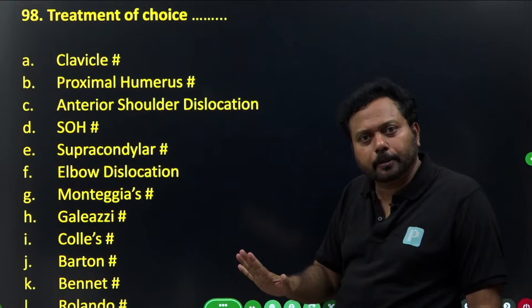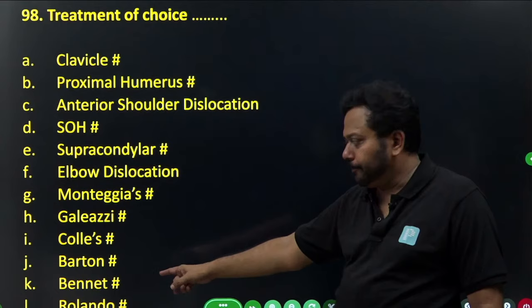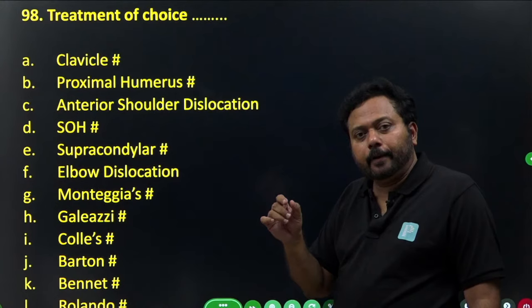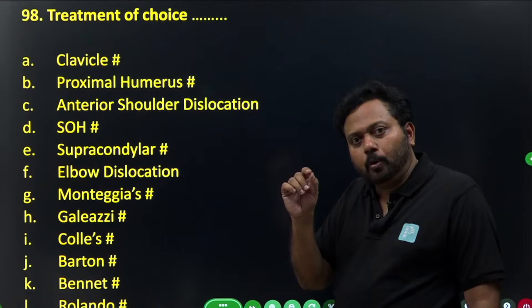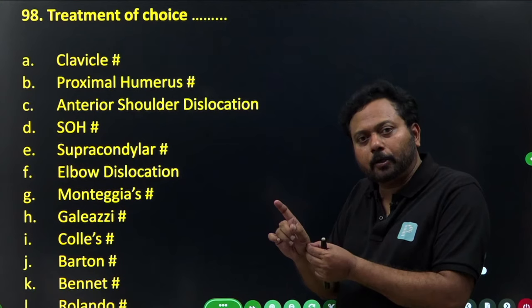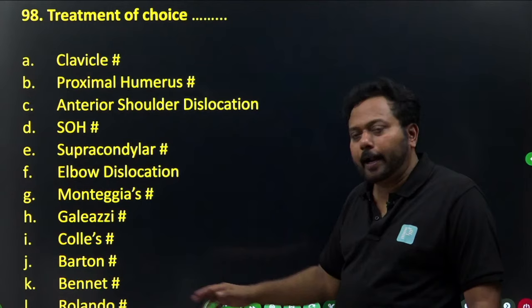Colles' fracture, conservative. Barton's fracture, surgery: open reduction internal fixation with T buttress plate. Bennett fracture is an oblique intra-articular fracture of the base of the first metacarpal, the thumb. So it is closed reduction, K-wire fixation, because one fragment is pulled by the abductor pollicis longus tendon. Conservative management will mostly fail. Rolando is a comminuted fracture at the base of the first metacarpal, so open reduction internal fixation with mini screw.